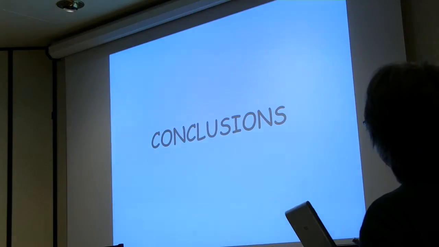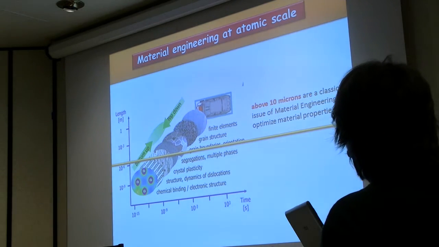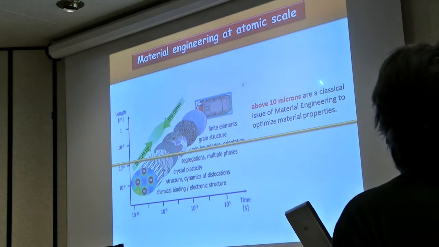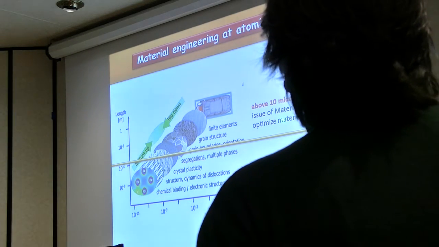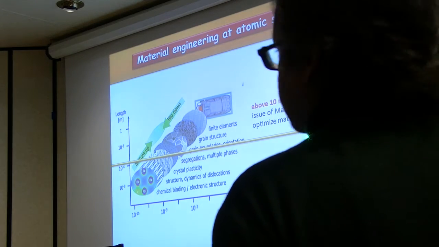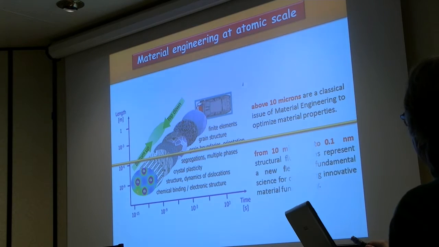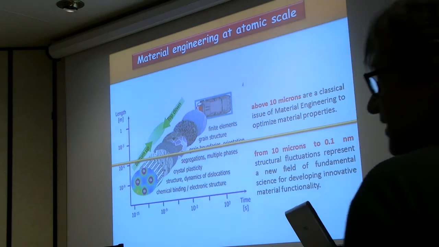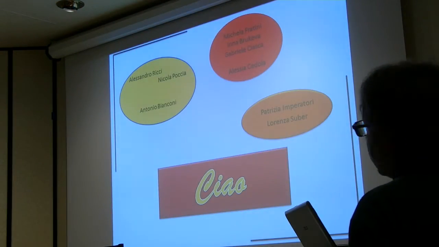We can skip this one. And the conclusion is that fluctuations of structure above 10 microns are a classical issue of materials engineering to optimize material properties. But when you go down in scale, studying the fluctuations at the mesoscale, at nanoscale, can give you information on fundamental science for developing innovative material functionalities. Okay, thank you. Thank you.